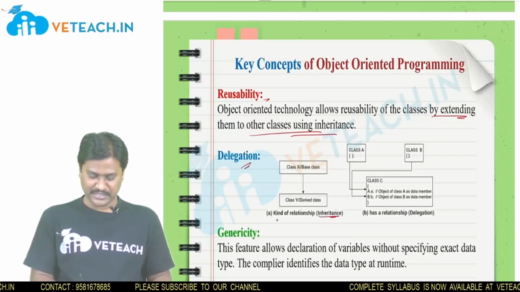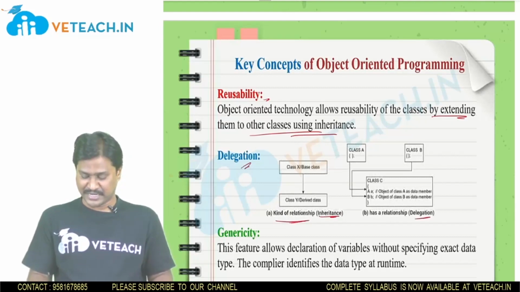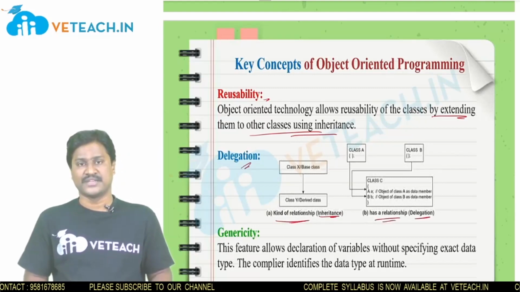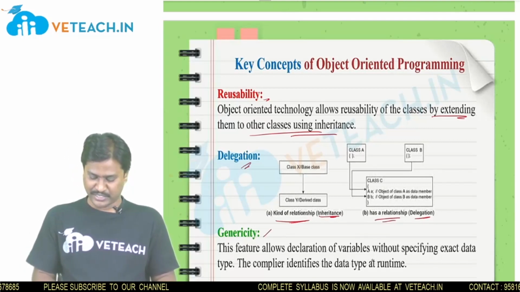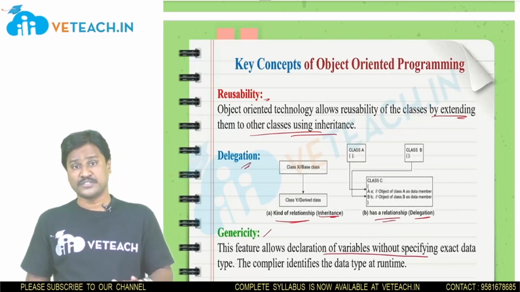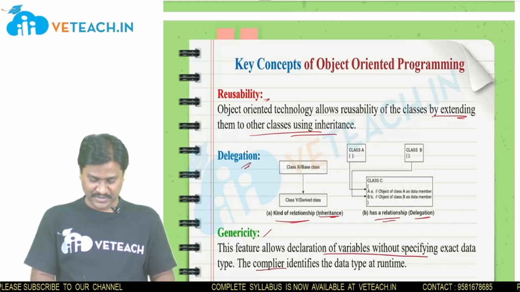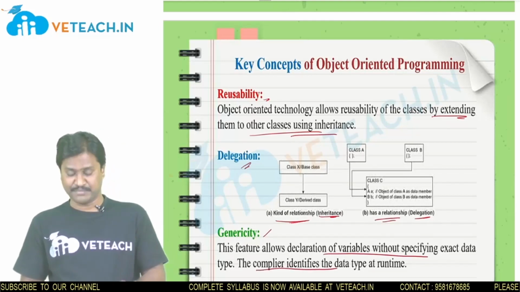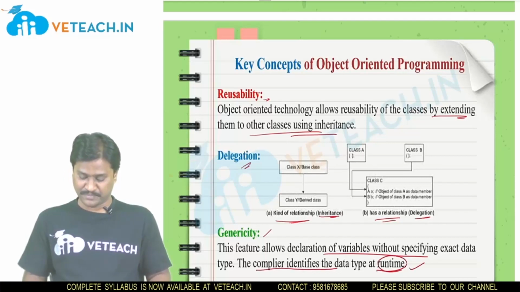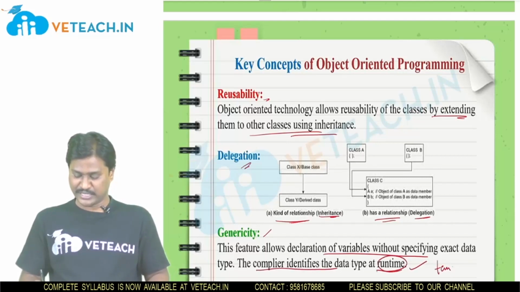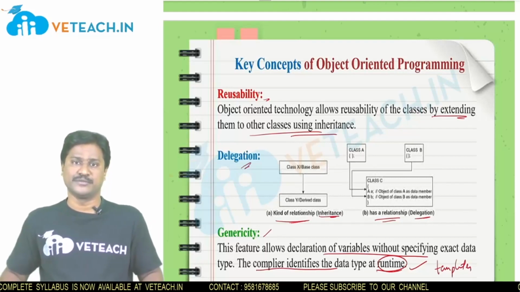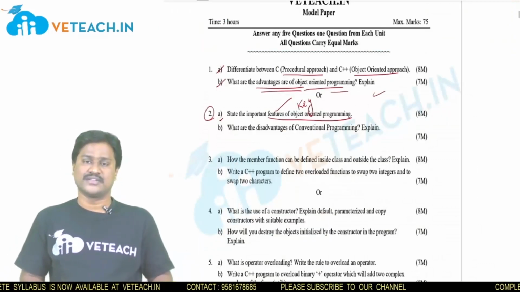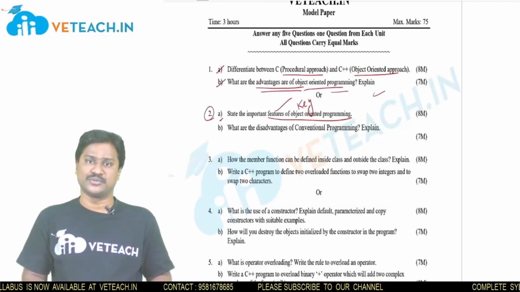Inheritance is an "is a" kind of relation, whereas delegation is a "has a" relation, and both have different meanings. Genericity is a declaration of variables without specifying the exact data type. The compiler identifies the data type at compile time. This is very important. By using templates we can achieve this genericity in the design of programs.